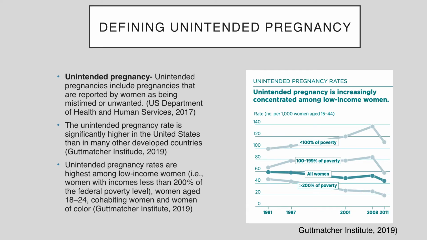You may be asking, what does unintended pregnancy really mean? According to the U.S. Department of Health and Human Services, unintended pregnancy is defined as any pregnancy that is reported by women as being mistimed or unwanted. The unintended pregnancy rate is significantly higher in the United States than in many other developed countries. Women who are low income, or less than 200% of the federal poverty level, and women who cohabit with men but are unmarried are at a higher risk of unintended pregnancy as well.